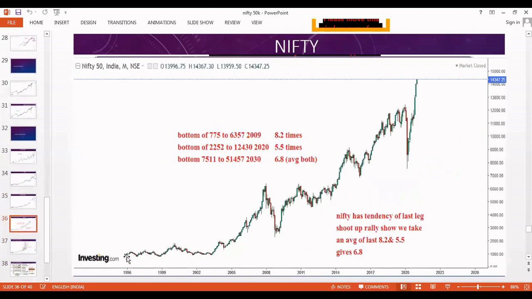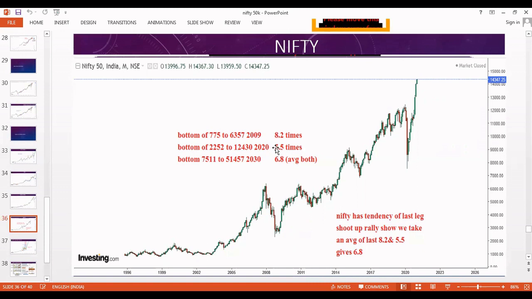So we know that the bottom of Nifty is 775, in 1996. From there, it reached 6357 in 2008. That is somewhere around 8.2 times. From the bottom of 2252, it reached 12430, which is somewhere around 5.5 times. Now we are on the last leg, which is the highest leg and the biggest one. So we know that the band of the biggest and the lowest is somewhere around 5.5 times to 8.2 times.